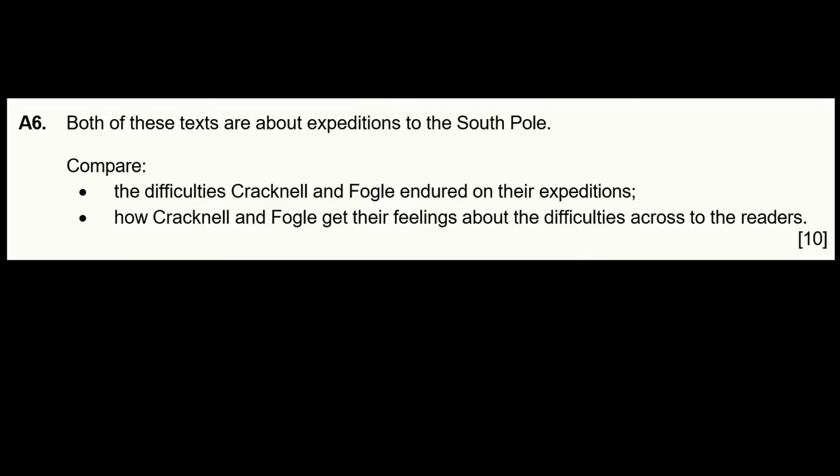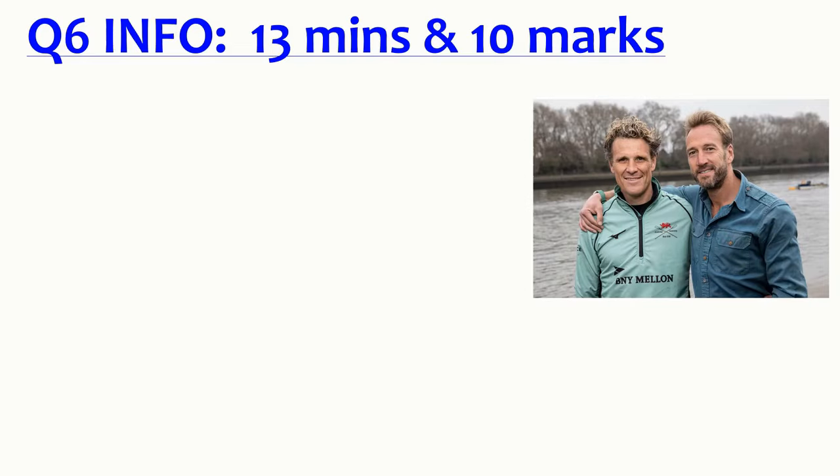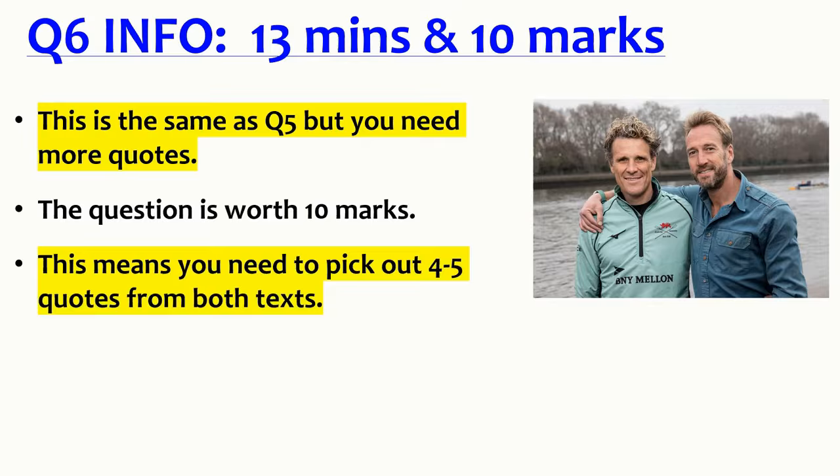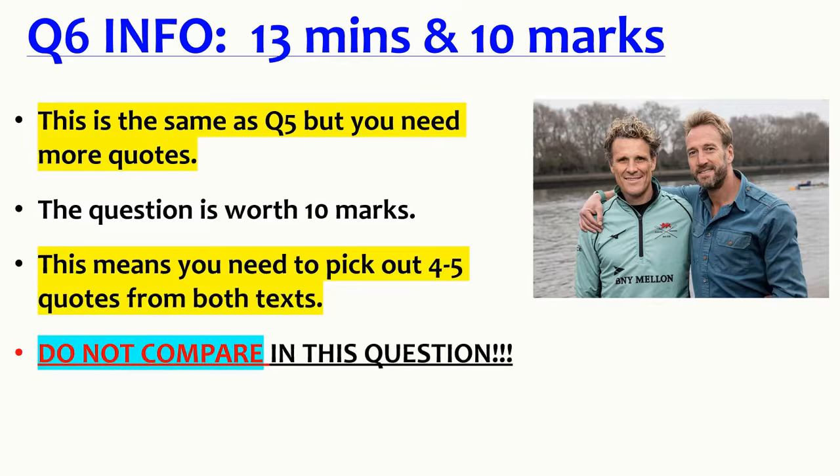Okay, if we move on to question 6. Question 6 is, again, both of these texts are about expeditions. Compare the difficulties Cracknell and Fogel endured on their expeditions. So it's the same as question 5, but you need more quotes. The question is worth 10 marks this time, so this means you need to pick out 4 or 5 quotes from each text.